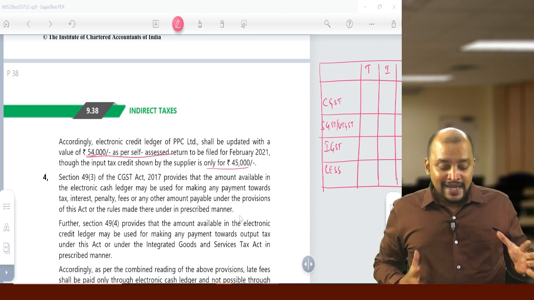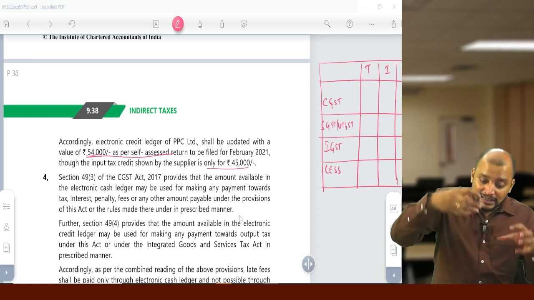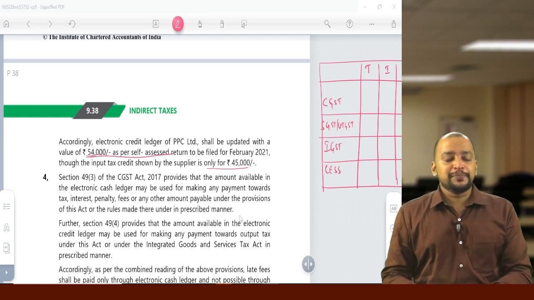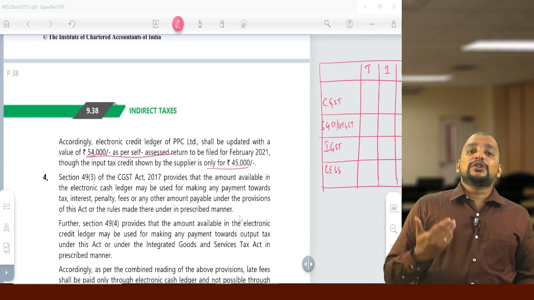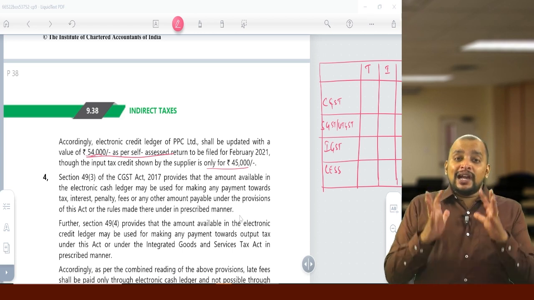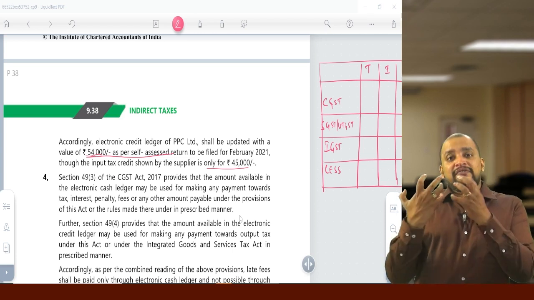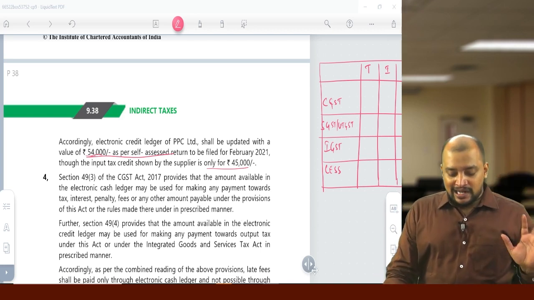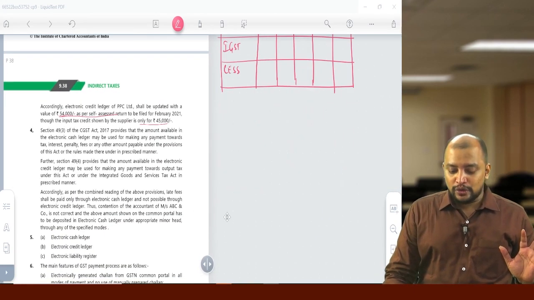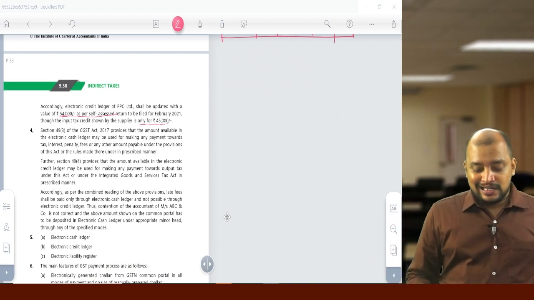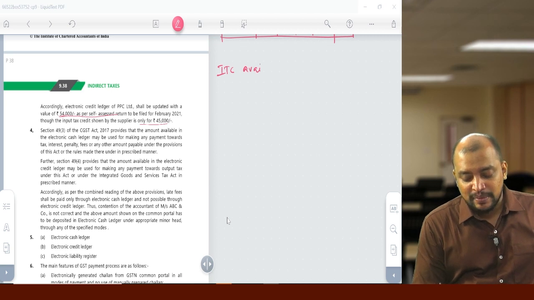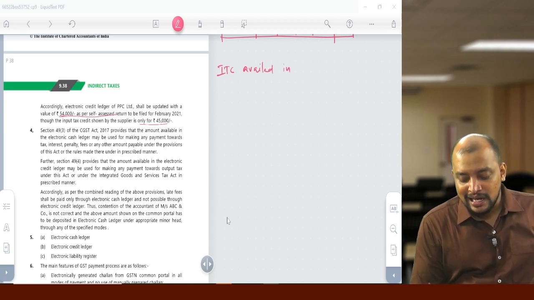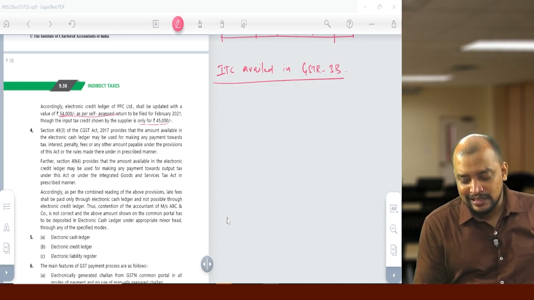Now suppose the same question is given in the current context, what do you need to do? You need to first write: with effect from 1/1/2022, only the matched ITC can be availed. How much can be availed as ITC? This point you need to know. How much ITC can be availed in GSTR 3B?